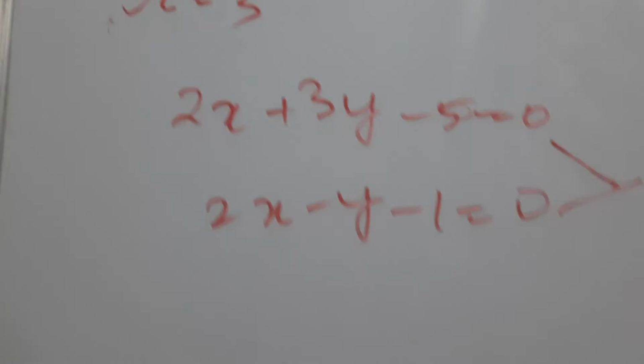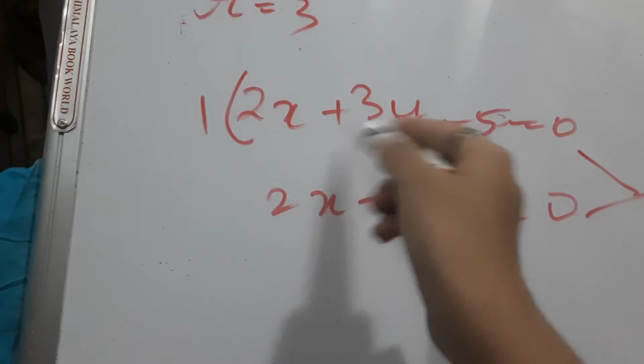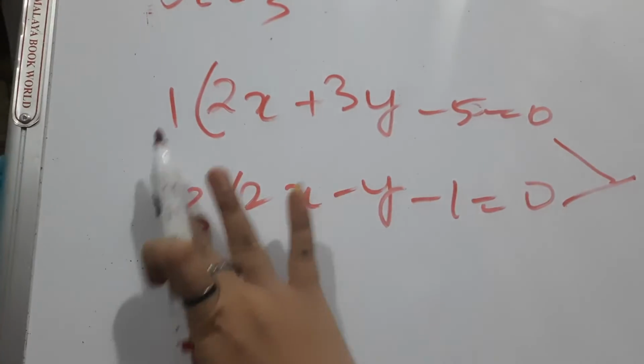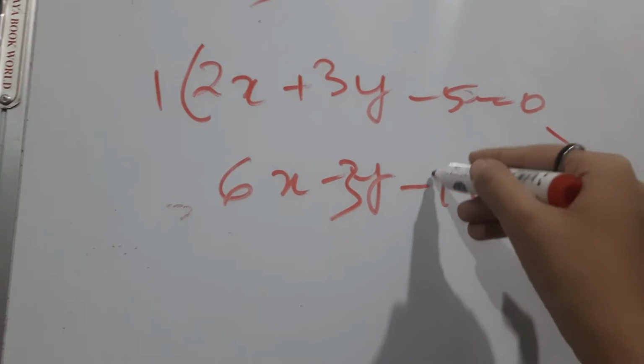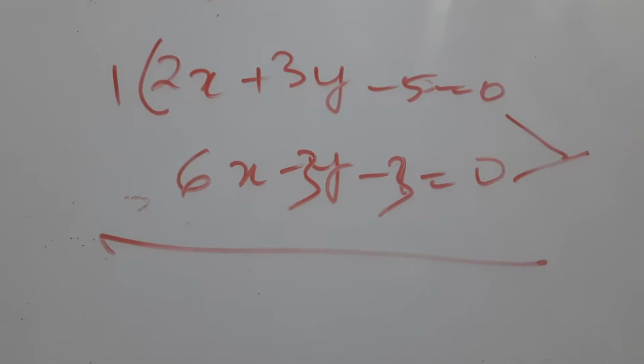What you can do is, here nothing is the same, so this is already multiplied by 1, and here I can multiply with 3 and I get 3 twos are 6, so this becomes 6 and this will become minus 3y and this becomes minus 3, right? I should not have to teach you how to do this.